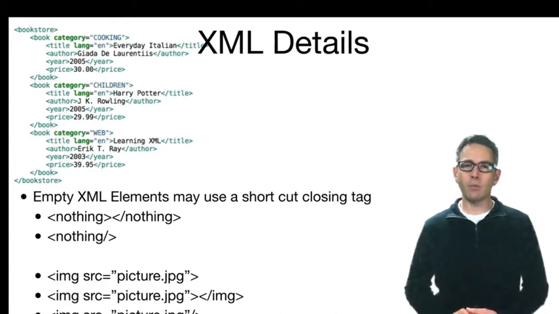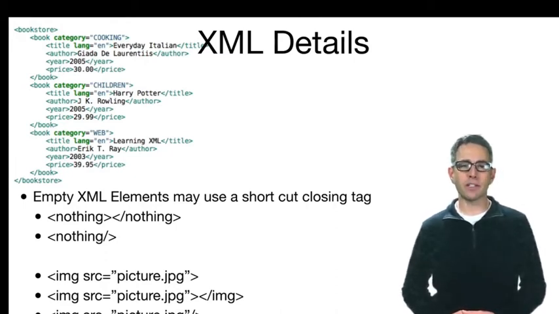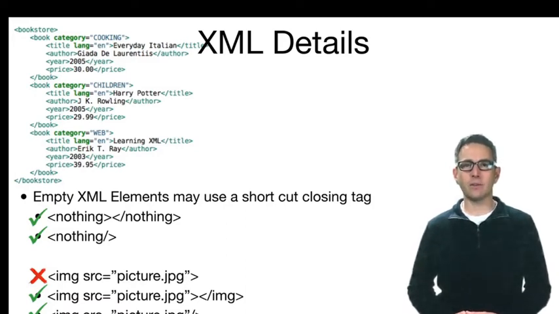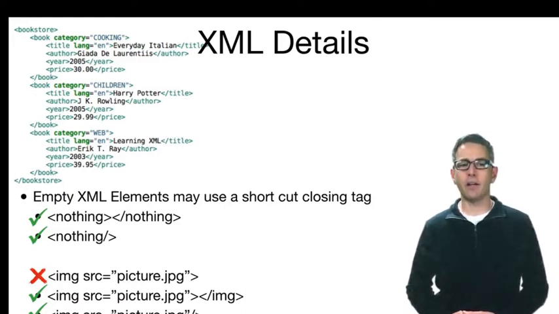So in HTML, we might have something like image source equals picture.jpg and not have any closing tag. That's not valid XML. Valid XML requires us to either have a close image tag or to embed the slash into the opening tag so that it is opened and closed within the same tag structure. So the first 2 nothing examples are valid XML, and the last 2 examples are valid XML, but the one without a closing is not valid XML.